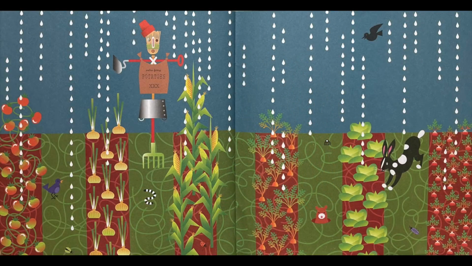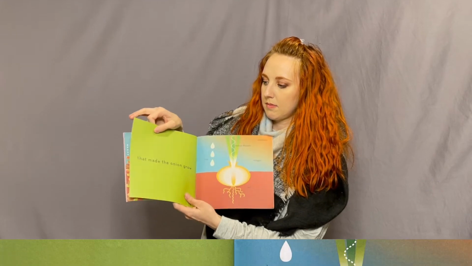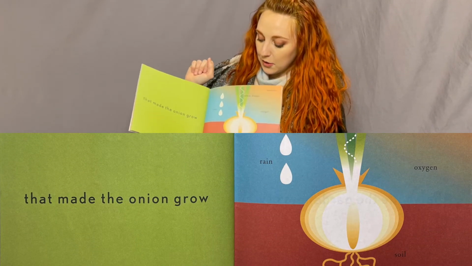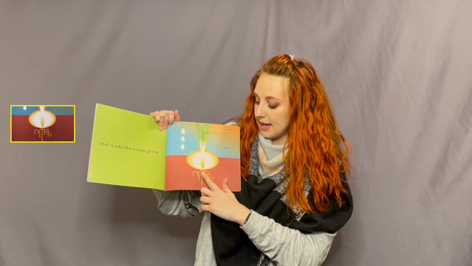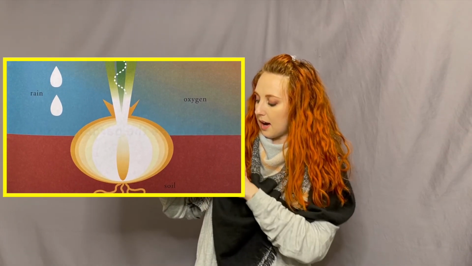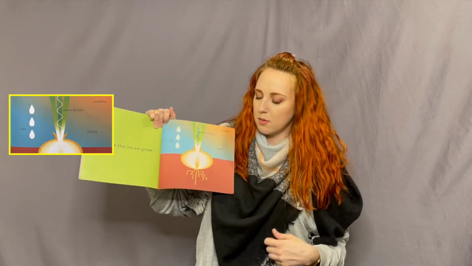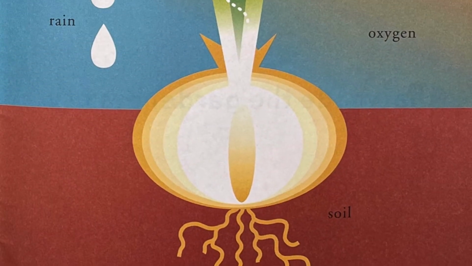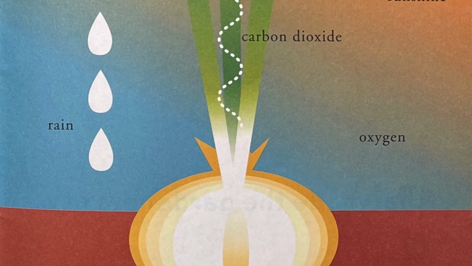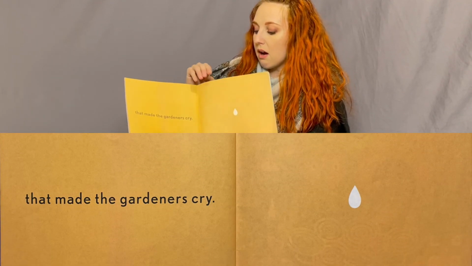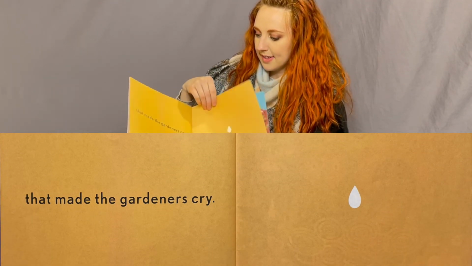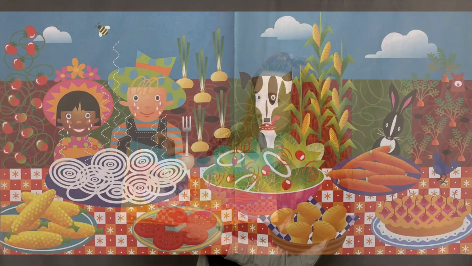Oh, look at all the plants they have in their garden. That made the onion grow. Oh, look, these are some big words. It had a seed, so it needed that oxygen and the carbon dioxide. Those are big words. But it needs that air, the sunshine, the soil, and the water from the rain. That made the gardeners cry. It grew the onion that made the gardeners cry.